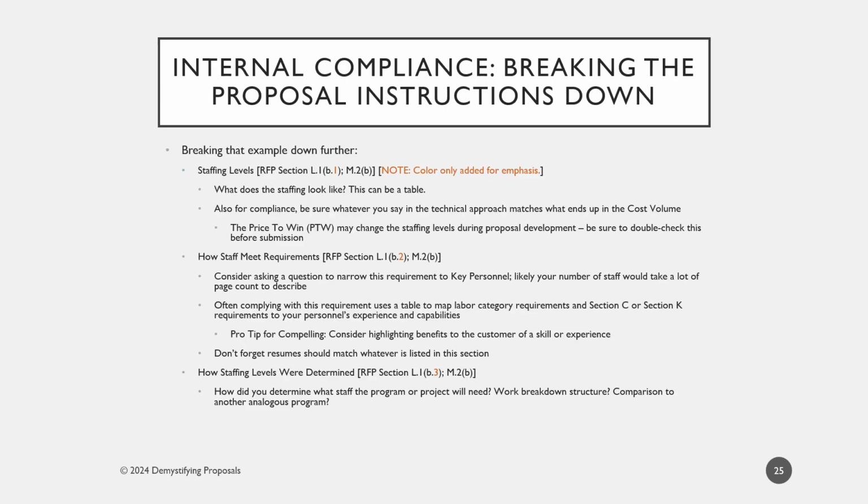So breaking that example down even further, your staffing levels, RFP section L1B1, right? Because that's the first subsection of that section of management. So you add that .1 to indicate that it's the section of the RFP that goes one level down. Again, if they don't actually number that instruction, then don't put a number in. But if they do number it, put the number in. So then they're going to ask you in that section sometimes, what does staffing look like? So that might be most easily addressed as a table.